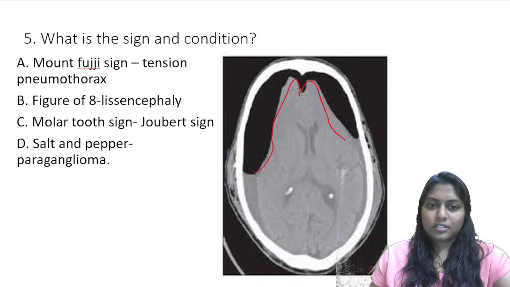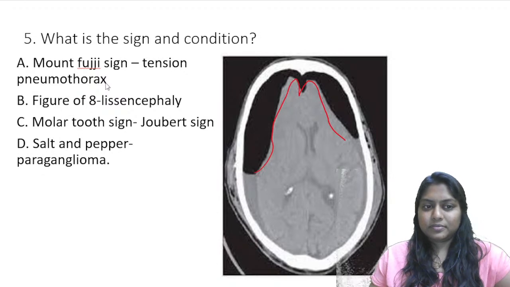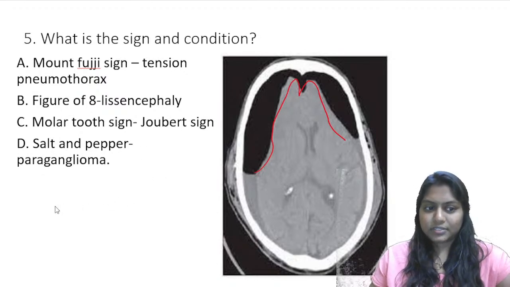See, now let me say something related to the question: what is this sign and condition? Mount Fuji sign is tension pneumothorax. When you read it out, it is not like you are just reading. It is option A, Mount Fuji sign, tension pneumothorax; option B, figure of eight, leukoencephaly; option C, molar tooth sign; and option D, salt and pepper sign.